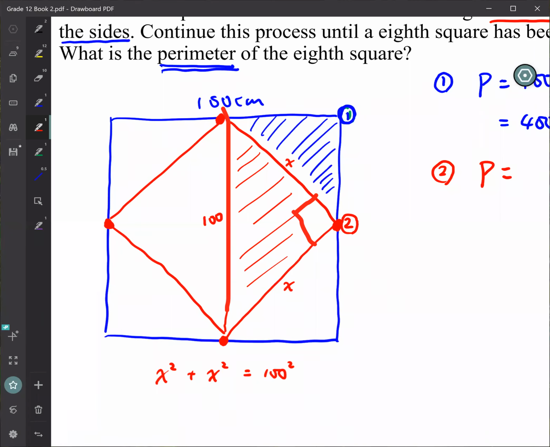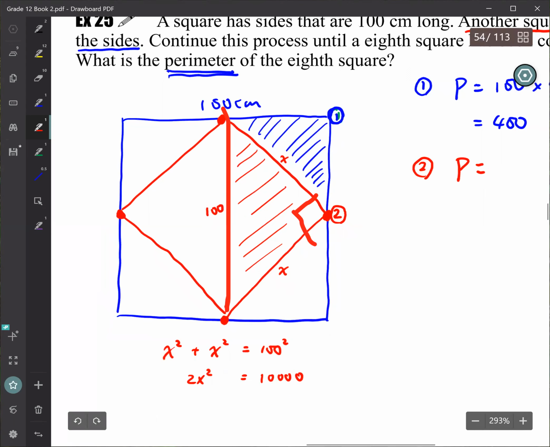x squared plus x squared equals 2x squared, and then 100 squared is 10,000. Okay. And then divide by 2 on both sides, so 5,000. Yeah, and then square root 5,000. Okay, square root 5,000.